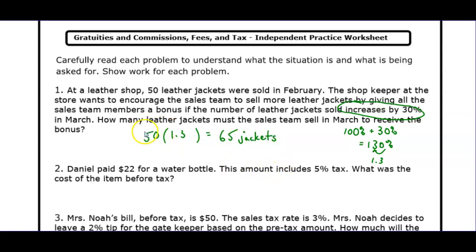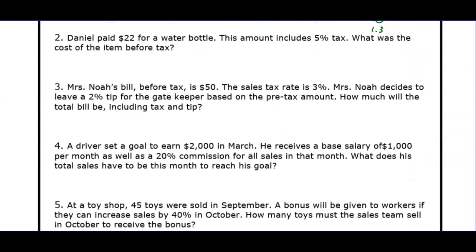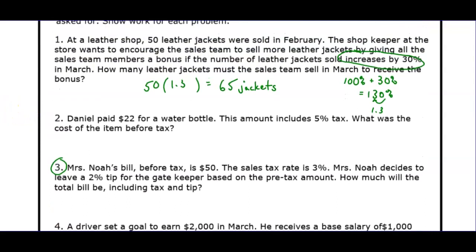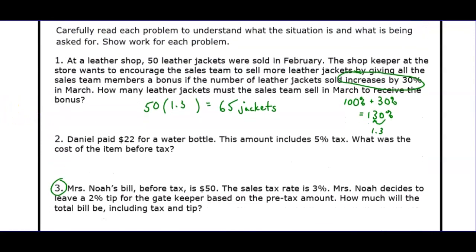Okay, so we have a starting amount, and then we're multiplying by a percent increase by adding the increase to 100. All right, that's going to happen again in number 5 and also in number 3. So I'm going to let you work on numbers 3 and 5 the same way. Okay, and then let's take a look at some of the others for more examples.